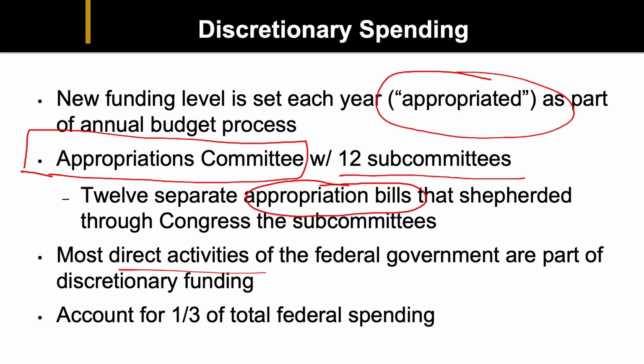And most of the direct activities of the federal government are part of discretionary spending. Again, these are the things that you think about. Spending on defense, infrastructure, lots of things. But because mandatory spending has become so huge, discretionary spending is only about 1/3 of total federal spending.